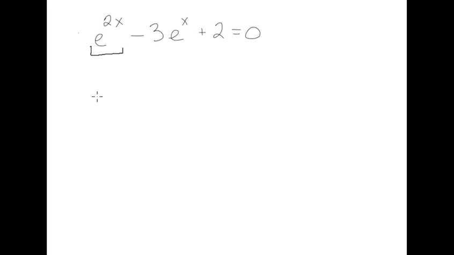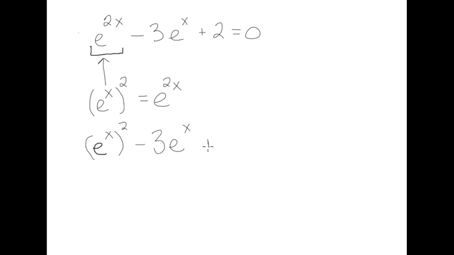Probably the easiest and most straightforward way is to realize that from our old rules for exponents, we know that e to the x squared is equal to e to the 2x. So we can substitute e to the x squared into this equation for e to the 2x. We're now left with a quadratic of the form e to the x squared minus 3e to the x plus 2 is equal to 0.